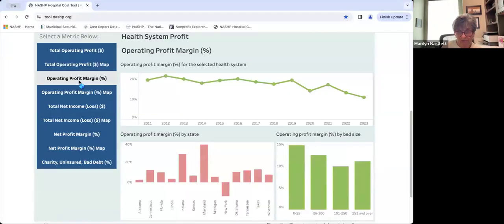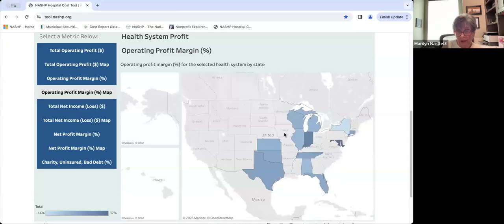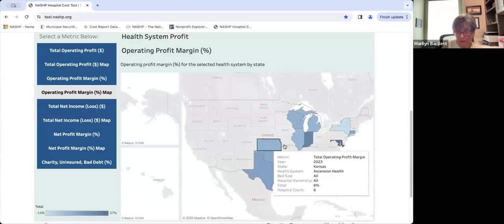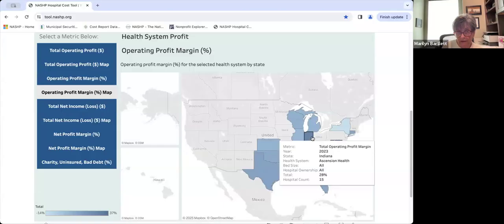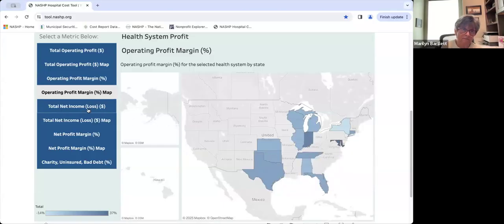Same with the margin. We can look at the margin either in a bar graph or a trend line. We can compare it by state. We can compare it by bed size. We can also compare it by the map. And again, you could hover over the map and get more of the detail, depending on what you want.